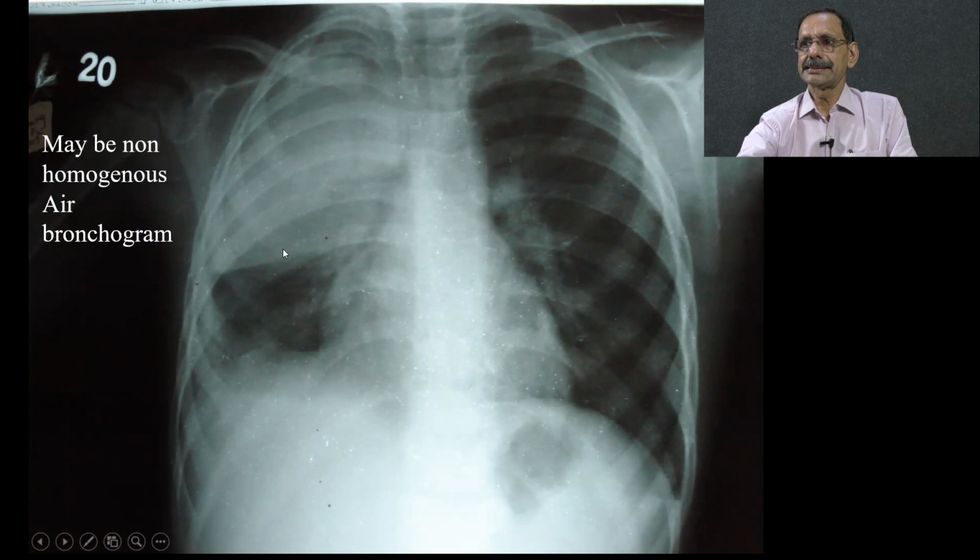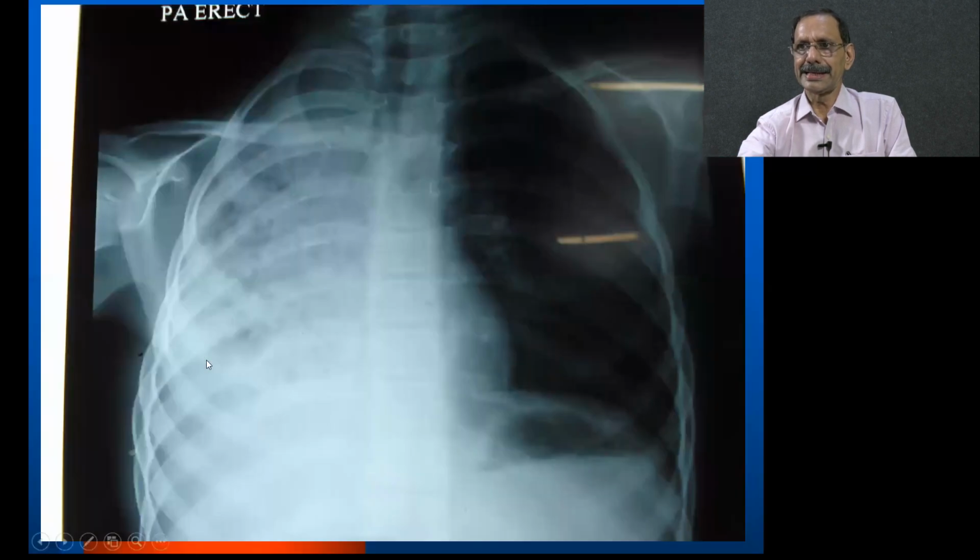Now here there is a almost uniform shadow, not exactly uniform, because here this is less dense, and there is a very straight line here. So that is possibly the horizontal fissure. So this is a lobar consolidation involving the right upper lobe, and there is an air bronchogram here. See. And here also there is a shadow. So we do not know what it is. It could be a pleural effusion, basically because it is limited to this lateral area.